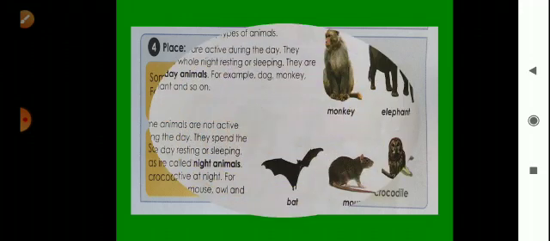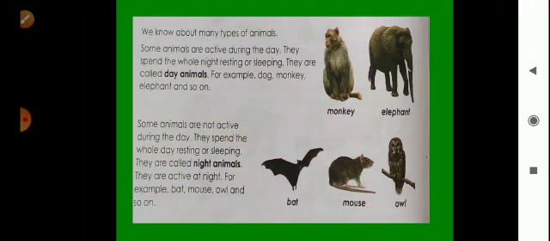What is next? We know about many types of animals: domestic animals, wild animals, land animals, water animals, then big animals, small animals. Okay, now we will see that some animals are active during the day. They spend the whole night resting or sleeping. They are called day animals. For example, dog, monkey, elephant, and so on. Human beings also spend their night resting.